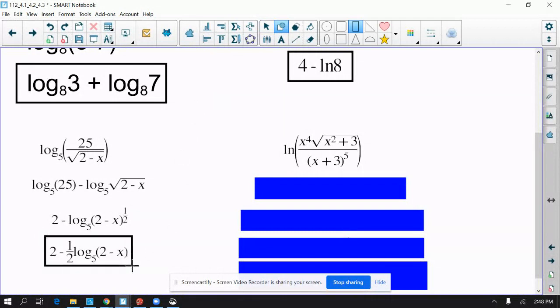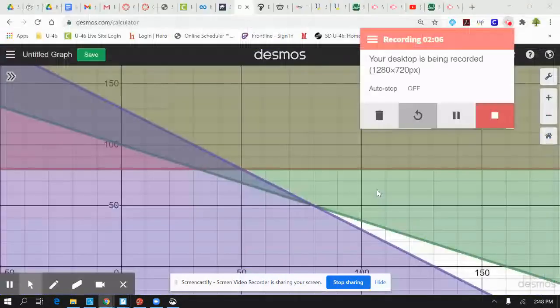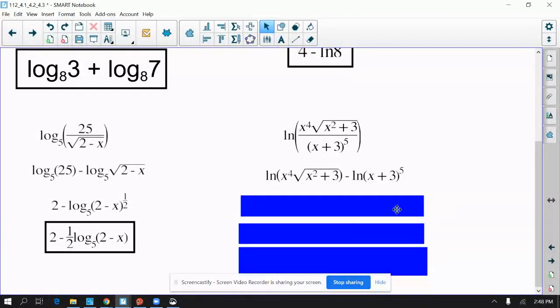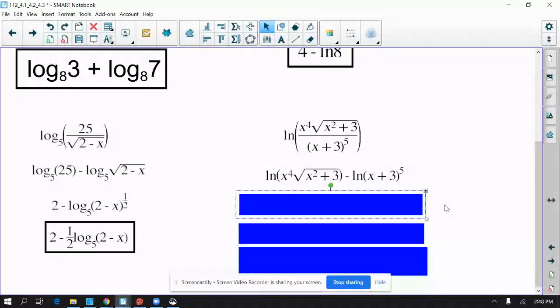And our final problem here, again, a big division. So I'm going to start with that and separate it into two logarithms. Natural log of the numerator minus the natural log of the denominator. And I can separate this. The first logarithm has x to the 4th times the square root, so I get to break that up into a natural log plus a natural log.